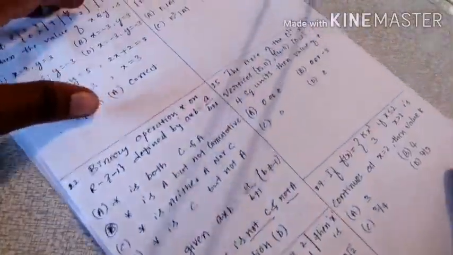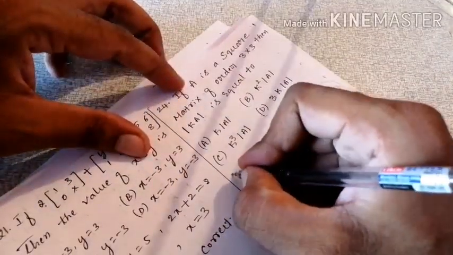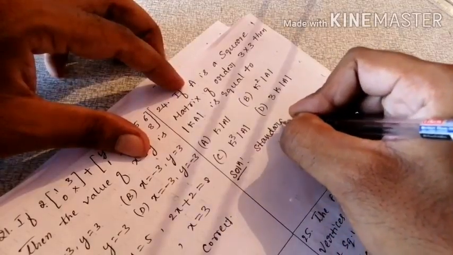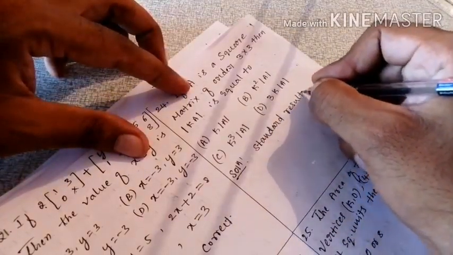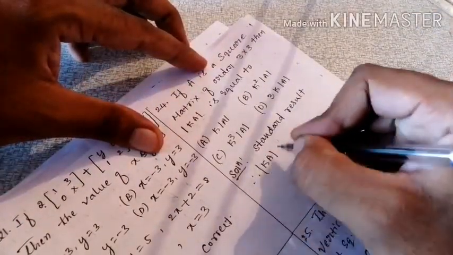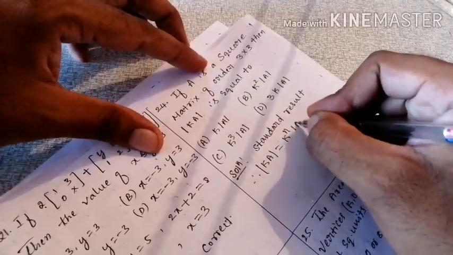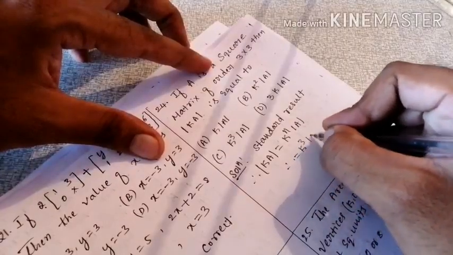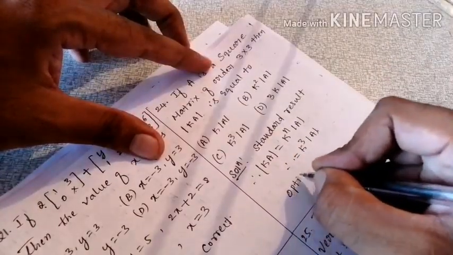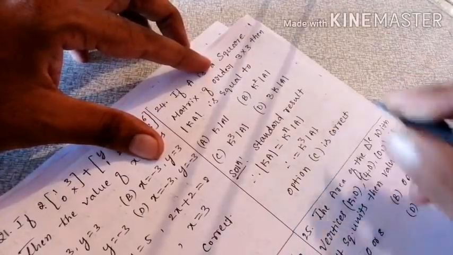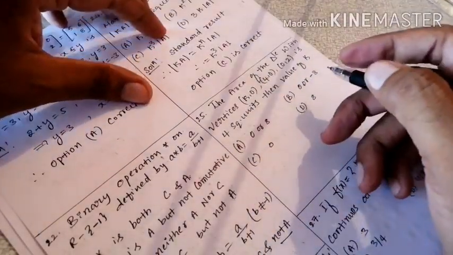Let's go for question number 24. Question number 24 is a standard formula, a standard result, which we may have studied in theory. That is determinant of k into A is equal to k power n into determinant of A, where n indicates the order. So therefore the answer: the order is 3, so k cube determinant A. Option C is correct. Let's go for question number 25.